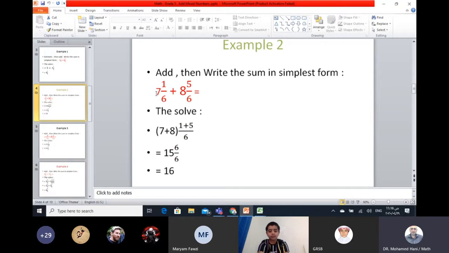How to add? Add the whole number to the whole number: 7 plus 8. And add the fractions here: 1 plus 5 over the same denominator. Now 7 plus 8 will be 15. And here 1 plus 5 will be 6 over 6. 6 over 6 will be 1. 1 plus 15 equals 16.